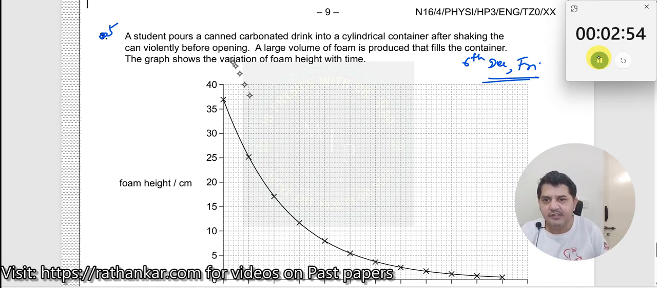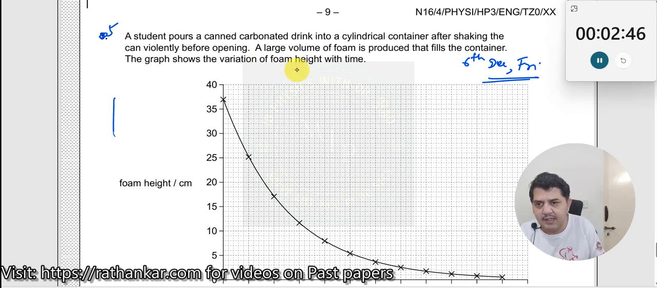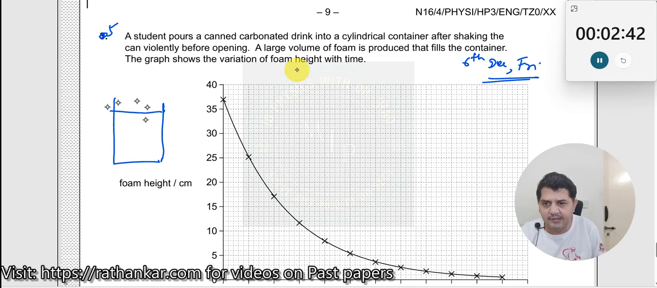Okay. A student pours a canned carbonated drink into a cylindrical container after shaking the can violently before opening. So you have a container and some carbonated drink in it, and you keep on shaking it rigorously. A large volume of foam is produced that fills the container. Usually we do this with a beer bottle, nothing else. So now a large volume of foam has been produced.